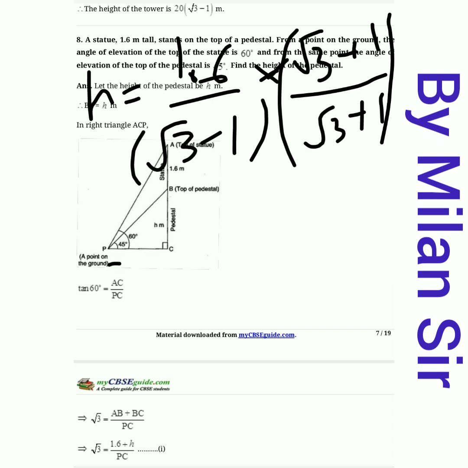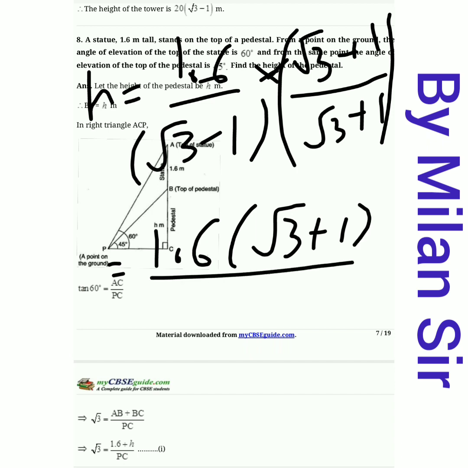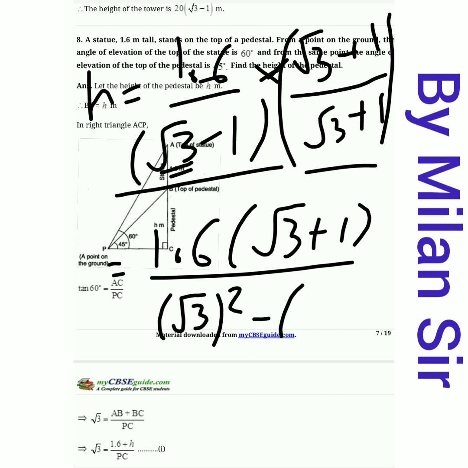Now in numerator 1.6 under root 3 plus 1 as it is. Now in denominator under root 3 minus 1, under root 3 plus 1, x minus y, x plus y. So what is the final answer of x minus y and x plus y? x square minus y square. That means first term square minus second term square. Now our first term is under root 3. So under root 3 square minus second term square.